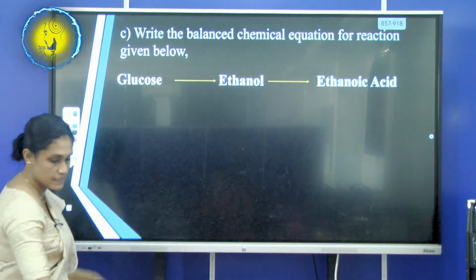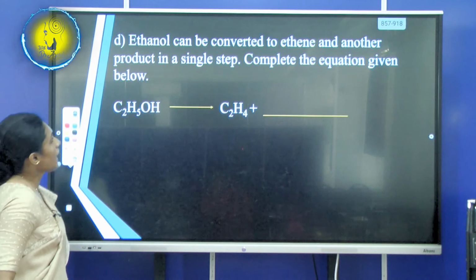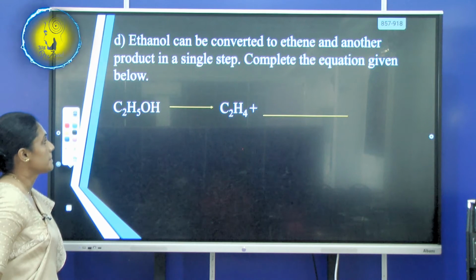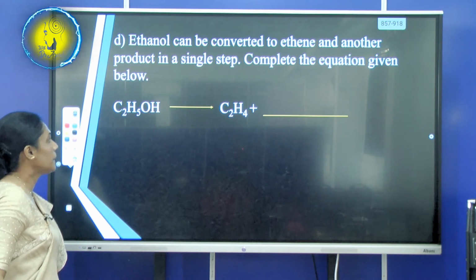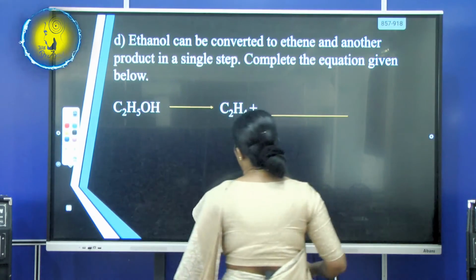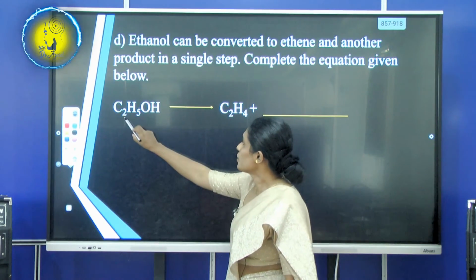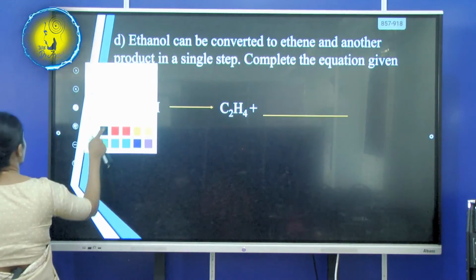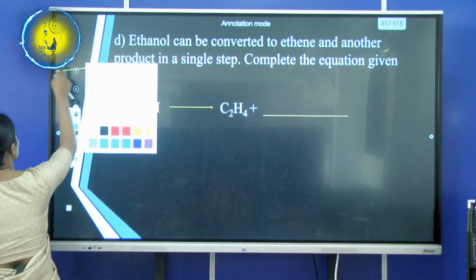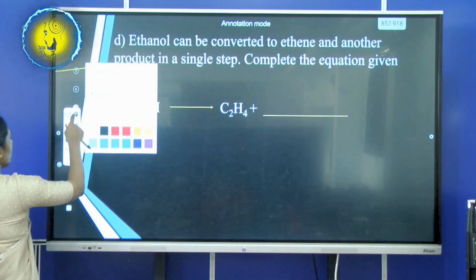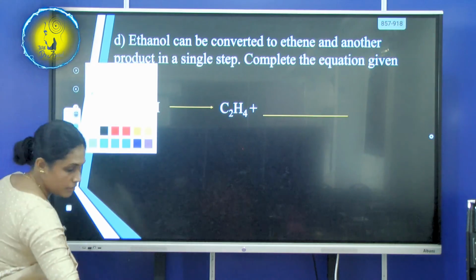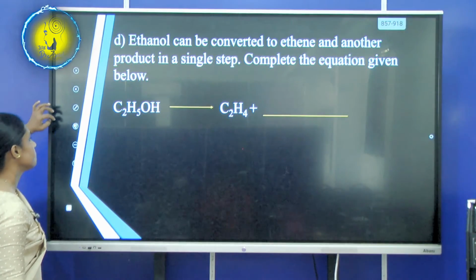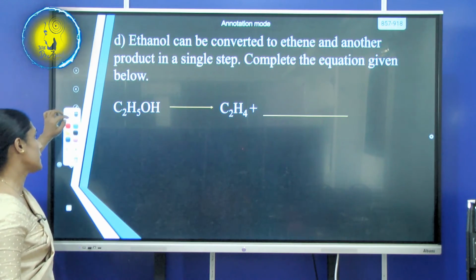I'm moving on to the next level. Ethanol can be converted to ethene and another product in a single step. Complete the equation given below. It's not that hard, you know it, right? We have two carbon atoms. Now look at the board. We have 2 carbon atoms here, and on the other side also we have 2 carbon atoms.